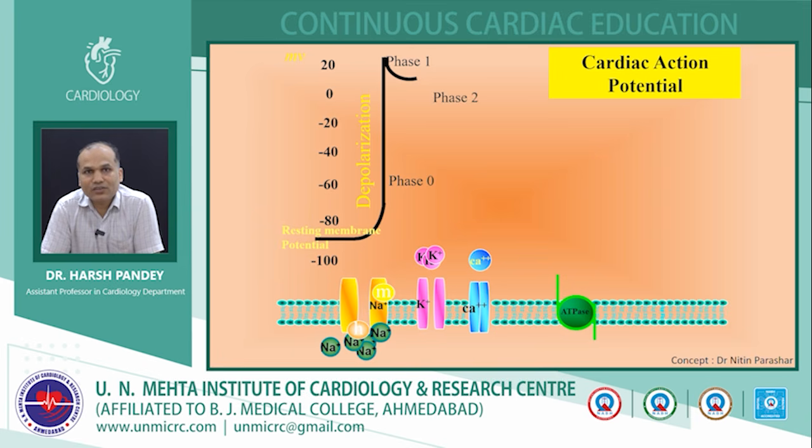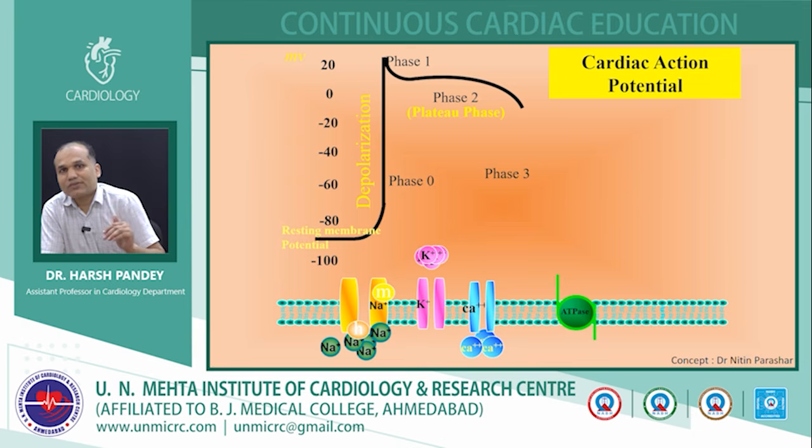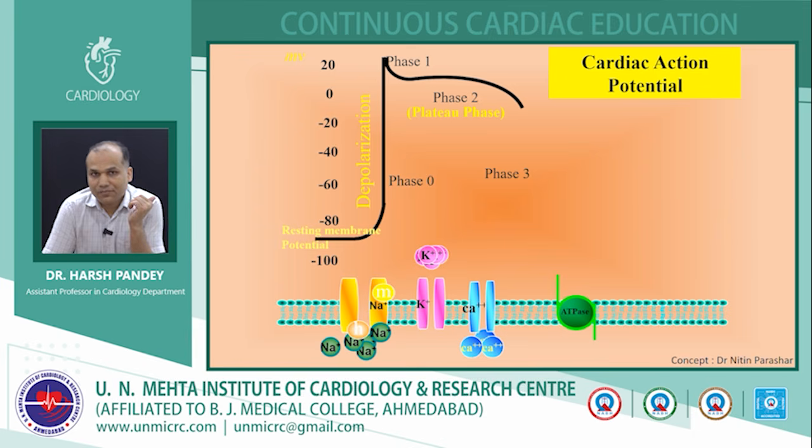And phase 2 is known as the plateau phase. It is because of some amount of calcium channels. So calcium will go inside from the outside of the cell membrane, and because of that, a plateau phase or quiescent phase will form. And the third phase is the repolarization phase. So what happens in the repolarization phase? The potassium ion channels will open, and the potassium ions will go from inside to the outside. So the repolarization will start, and at last we will have phase 4.